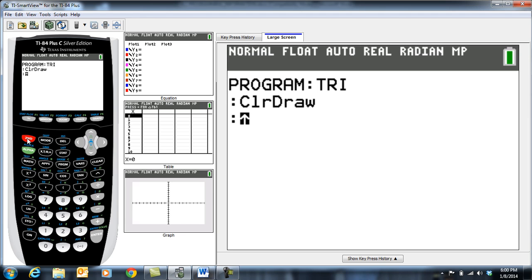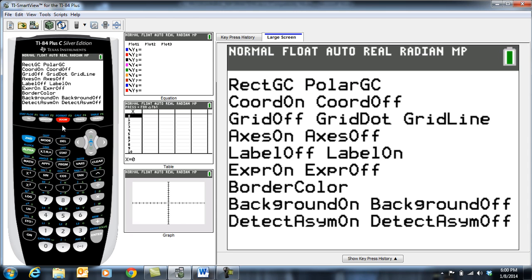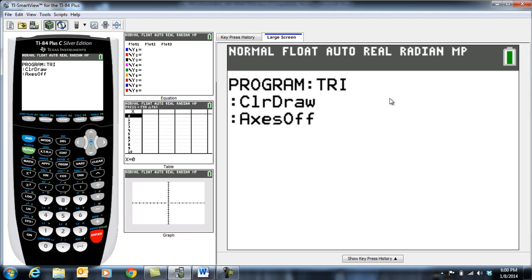So we're going to press second and then zoom, which is in the middle right under the screen. And we're going to select AxesOff, which is right here. So you're going to arrow down and then over till it's highlighted, and then you have to hit enter. So now we've told it axes off, so we can hit enter again.